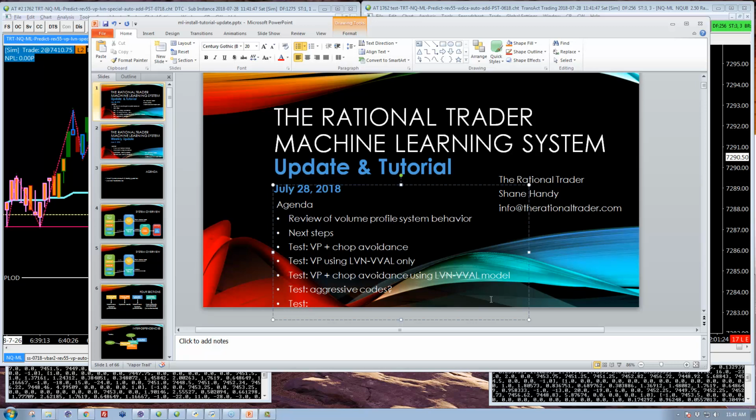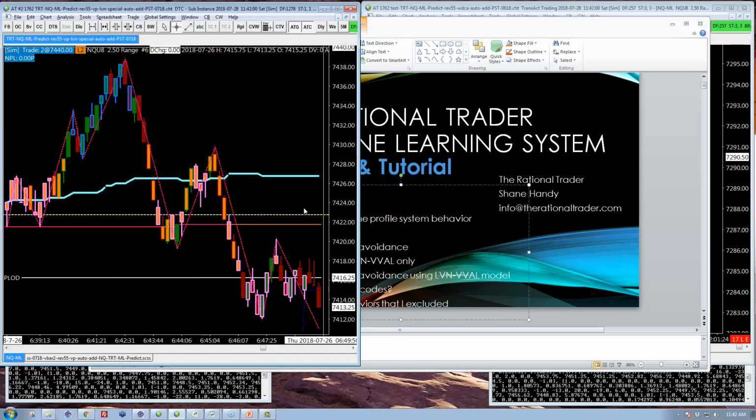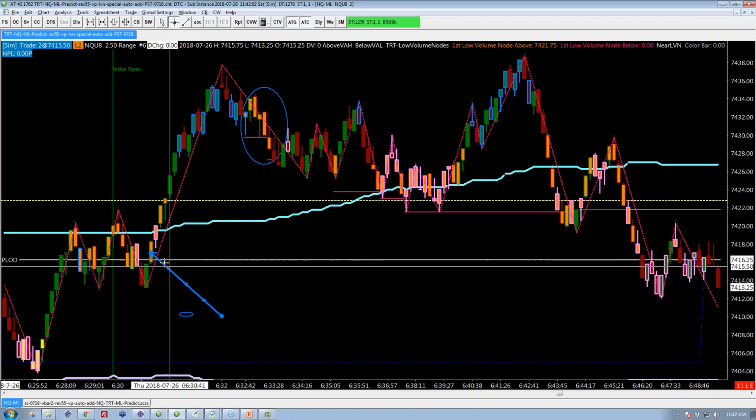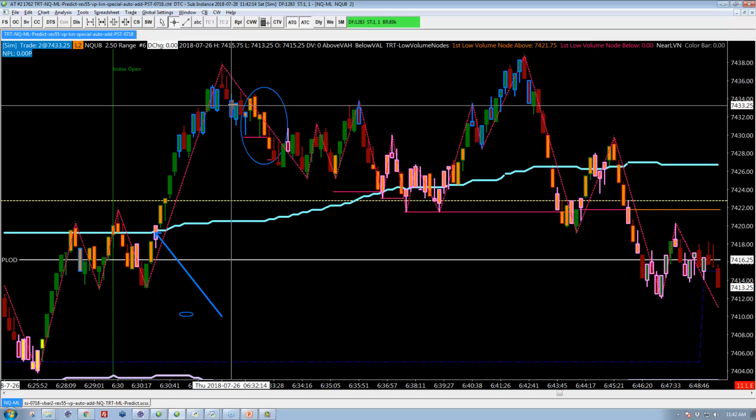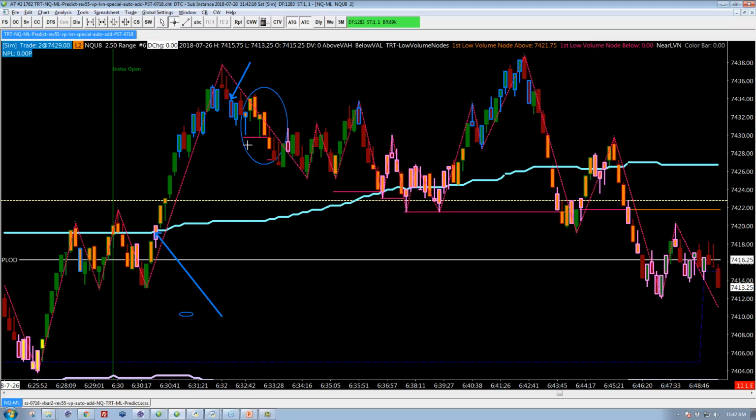Other testing is sort of new other behaviors that I excluded initially. So when I say behavior, what I'm really talking about is price action. So this is a good example, like right here. That's a 3-bar reversal, right? 1, 2, 3. For those of you that have been around a while, that's a 3-bar reversal.